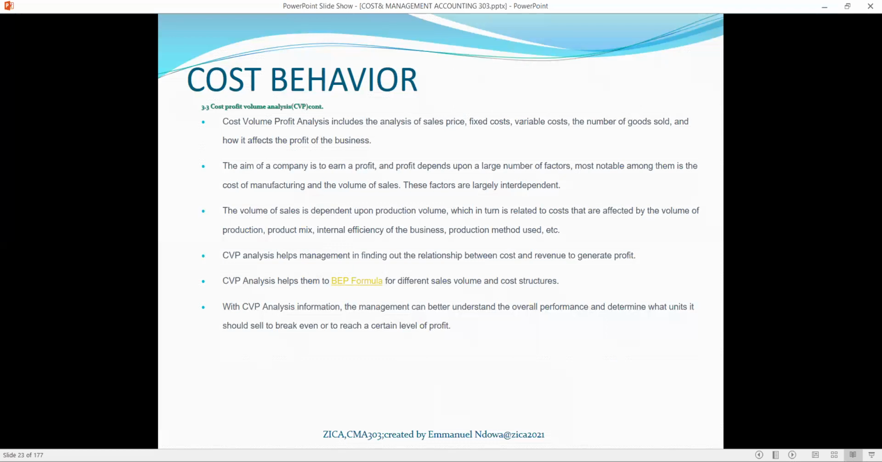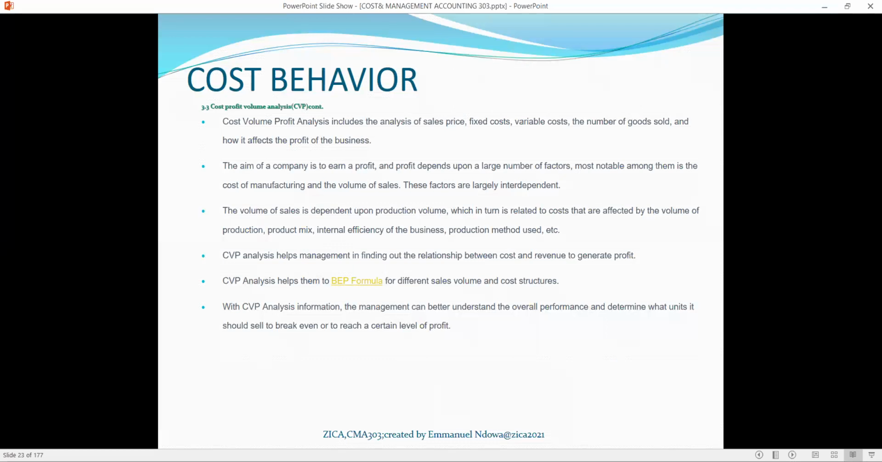The cost volume profit analysis also helps them to calculate the break-even formula for different sales volumes and cost structures. So you can see that the cost volume profit analysis is able to calculate the break-even formula. And with the CVP analysis information, the management can better understand the overall performance and determine what units it should sell to break even or reach a certain level of profit.